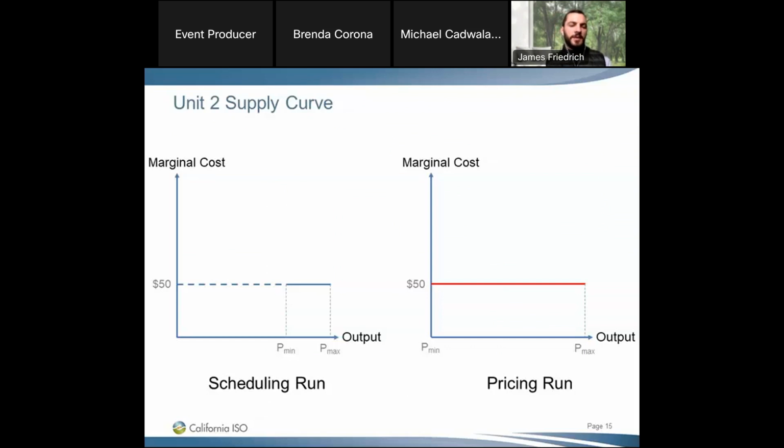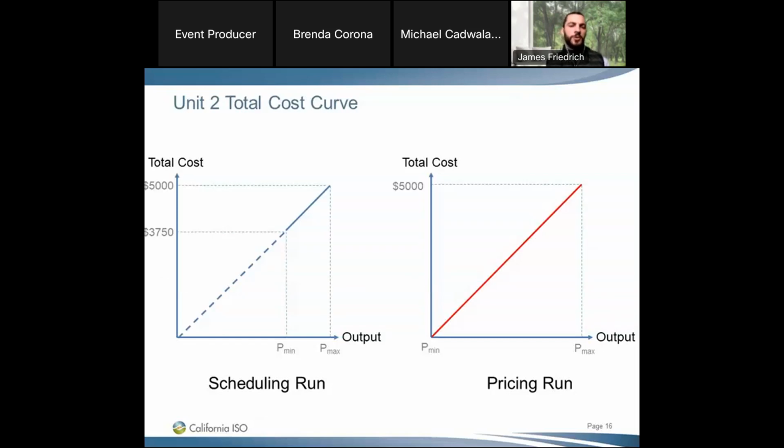So you can see that in the scheduling run, the solid part of the curve between Pmin and Pmax is the only part of the unit's curve that can actually set the price, and the dashed portion represents an inoperable range. But when you go to the pricing run, it changes to the curve in red, where essentially you are solidifying the entire bar between 0 and Pmax, such that the resource can set the price at any level between 0 and Pmax. So let's go to the next slide.